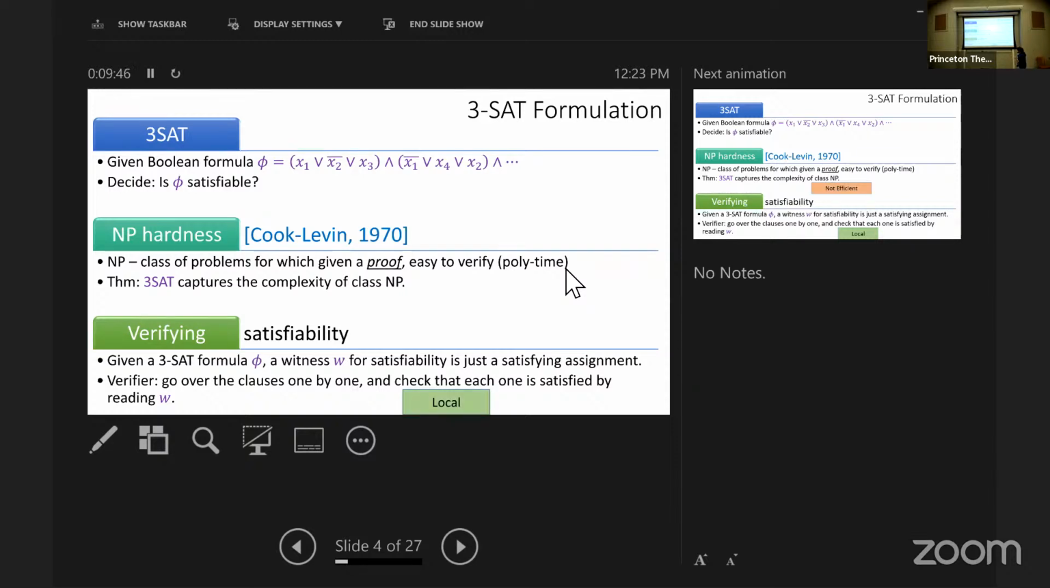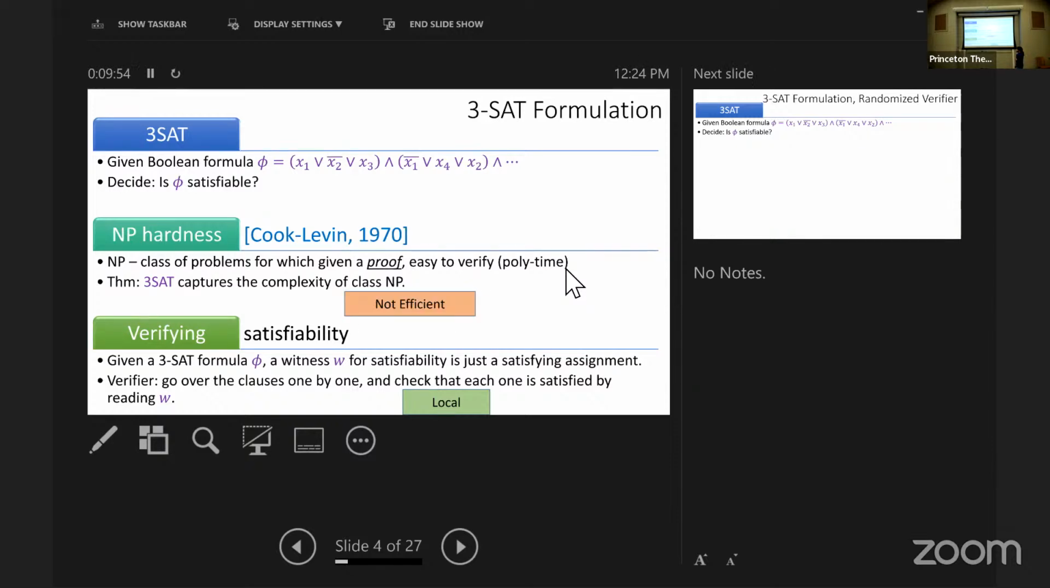Cool. So as we referred to on the previous slide, this is already a solution which is kind of nice. It's local. But it is not efficient, because maybe my phi is not satisfiable, but I can find an assignment that satisfies all but one of the clauses. In that case, I would need to read many, many, many bits from the proof until I hit that one clause that is not satisfied. So it's not efficient.